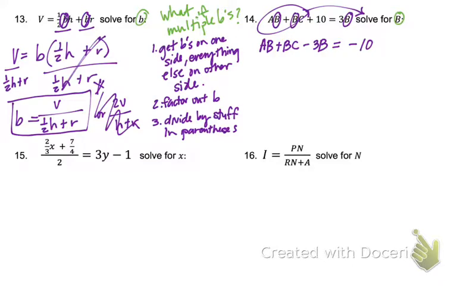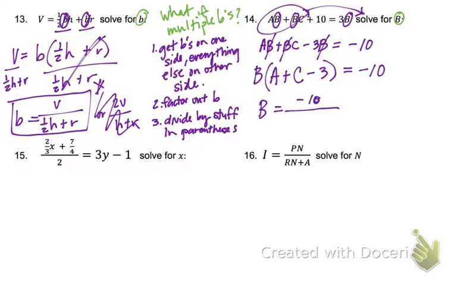So now, did step number 1. Step number 2 is factor out the B. So parenthesis. If I take these away, I'm left with A plus C minus 3 equals negative 10. Step number 3, divide by the stuff in parentheses. Negative 10 over A plus C minus 3. And I am done. Don't touch it.